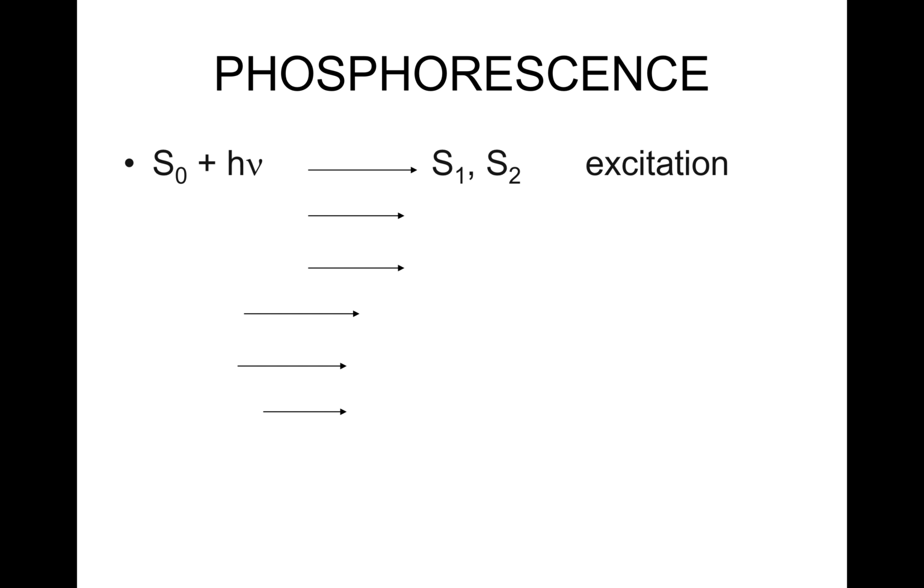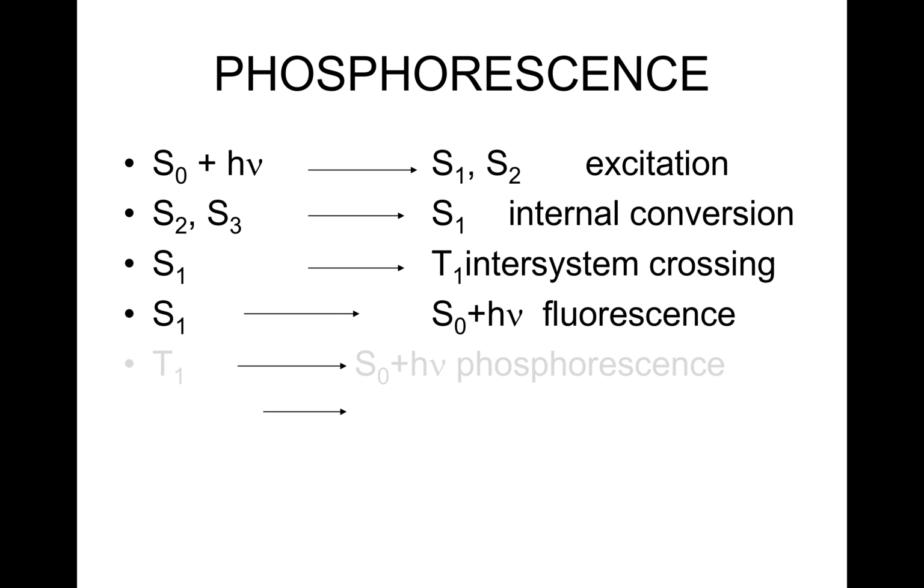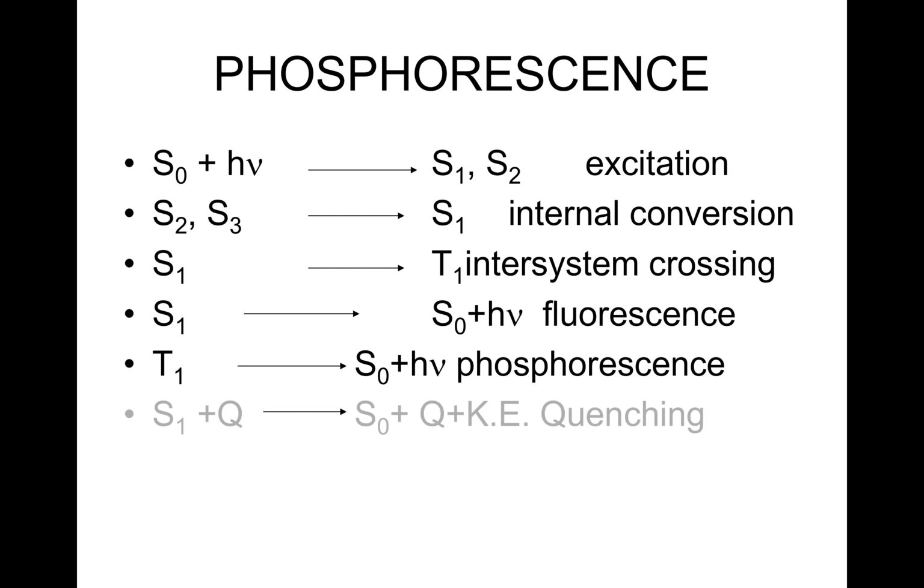Let's have a quick summary here. S0 plus h nu, we go to S1 or S2 or S3, that is excitation. S2, S3 to S1, internal conversion. S1 to T1, intersystem crossing. S1 to S0 plus h nu is fluorescence, whereas T1 to S0 plus h nu is phosphorescence. S1 plus Q is equal to S0 plus Q plus kinetic energy.